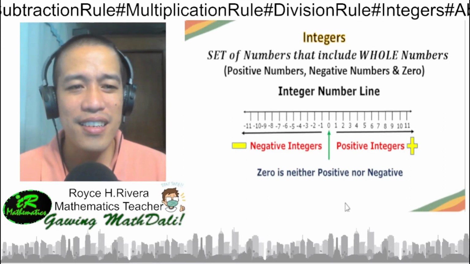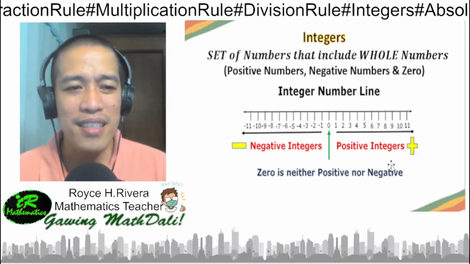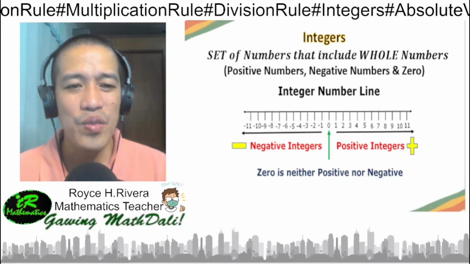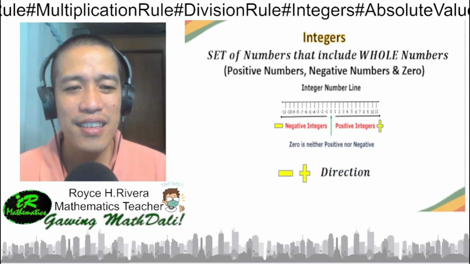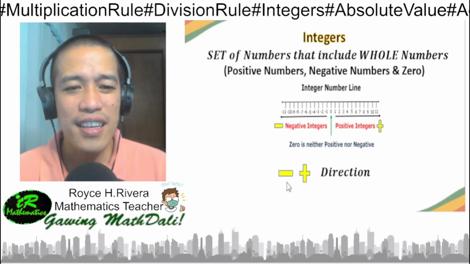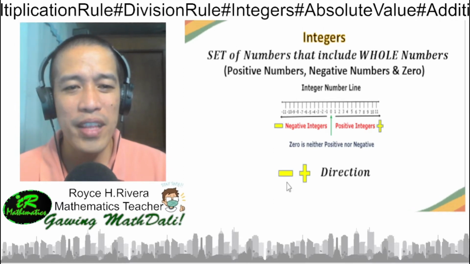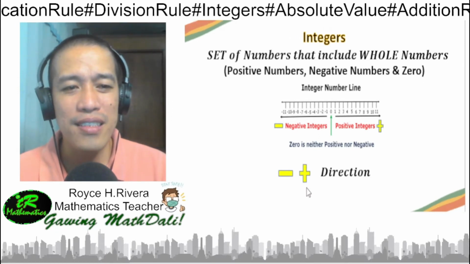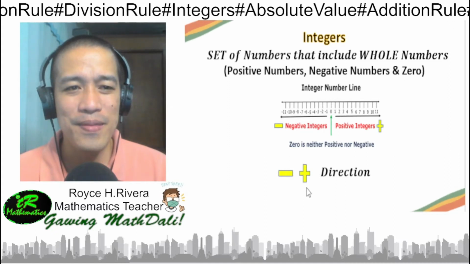In the integer number line, the negative and positive, or the minus and plus sign, do not indicate operation, but rather they indicate direction. Negative means negative integers to the left of 0. Positive means positive integers to the right of 0.